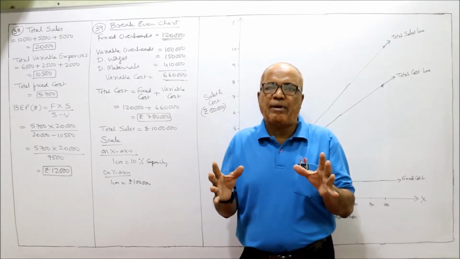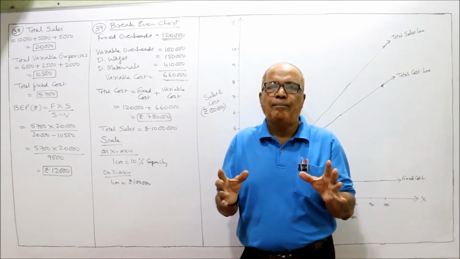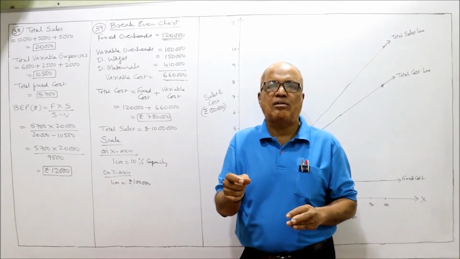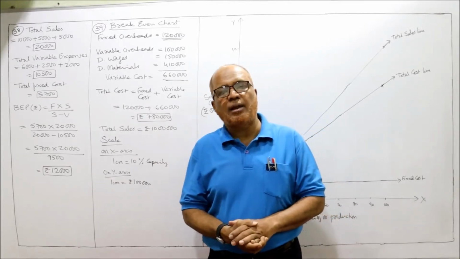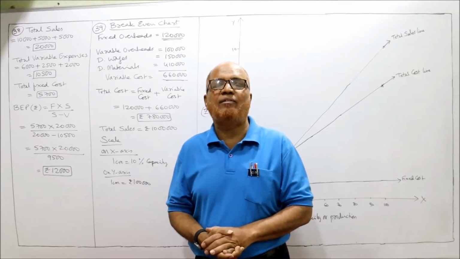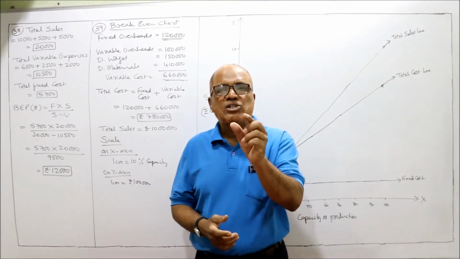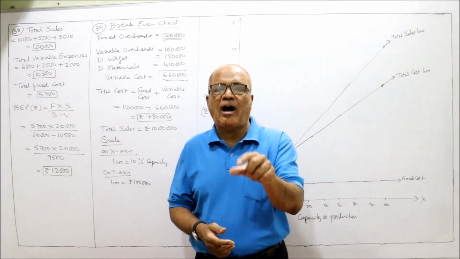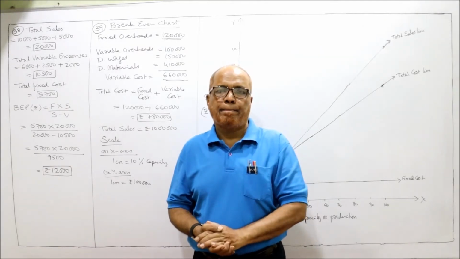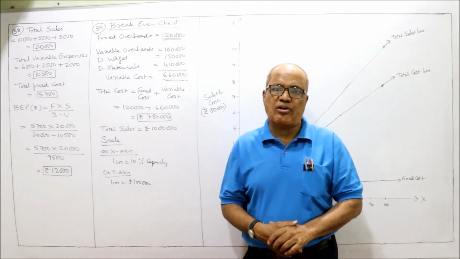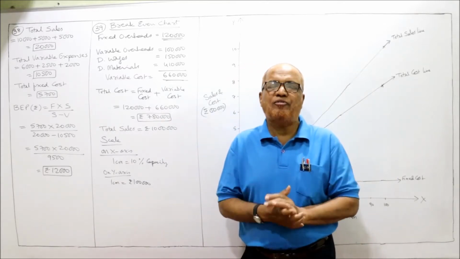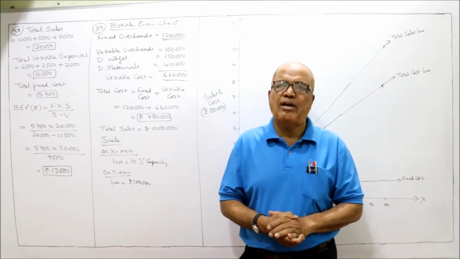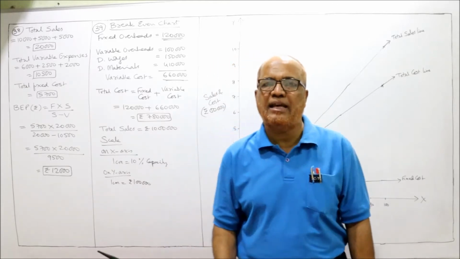On a graph paper, without applying any formula, by drawing lines on the graph paper, we can get the break-even point. So that is called a break-even chart. Graphically finding out the BEP is called a break-even chart. There are some steps to be followed in preparing the break-even chart. Now I am going to explain it in detail.